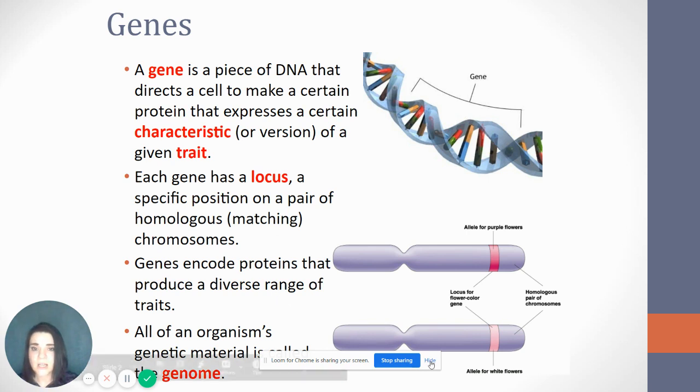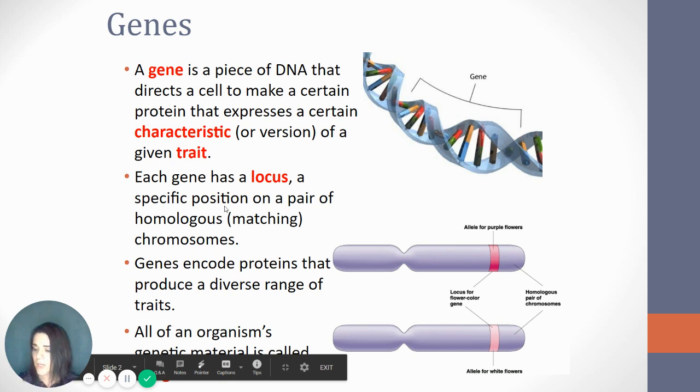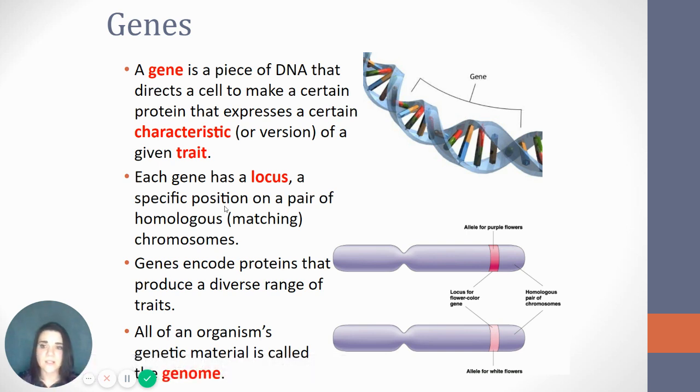All of an organism's genetic material is called a genome. So that's a pretty straightforward definition. All of our genetic material all together is called a genome. You might have heard the term the Human Genome Project. That's when we mapped our entire genome. So all of our DNA in humans was mapped in the Human Genome Project. So genome is just referring to all of an organism's genetic material, the sum of an organism's genetic material.